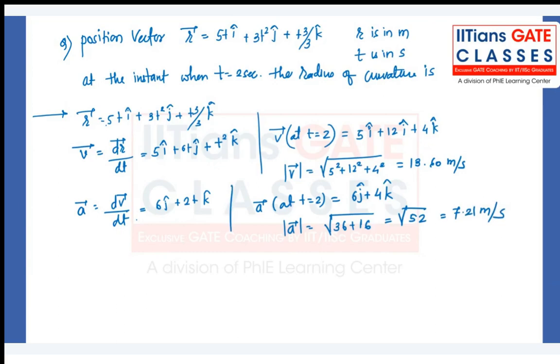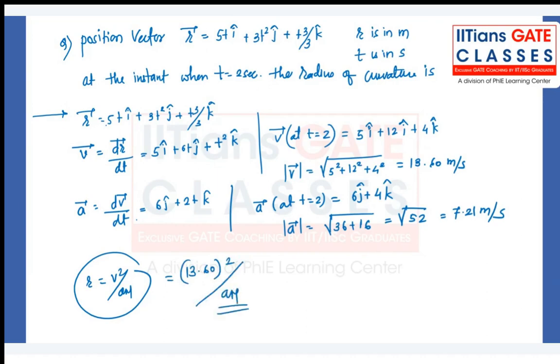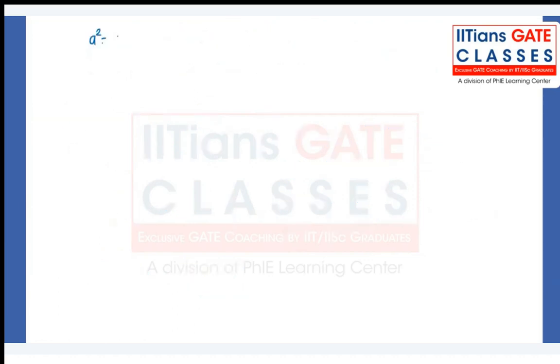So what is expected here? Radius of curvature. The only way to find it is v square by an. Last time we have calculated. If you know the value of an, we can calculate the radius of curvature. You already got the value of v: 13.60 whole square divided by an. So the only thing you have to calculate is an now. How to calculate an? That is the question. You got the value of a, but you don't know the an. What is the value of a? 7.21. So a square is equal to tangential acceleration square plus normal acceleration square, right? So 7.21 whole square is equal to at square plus an square. So at least if you get the value of at, then you can get the value of an.